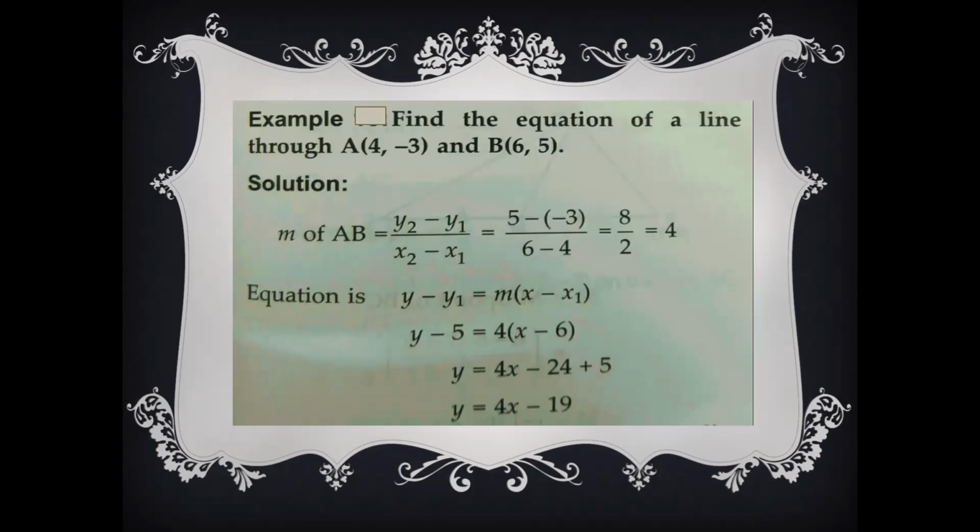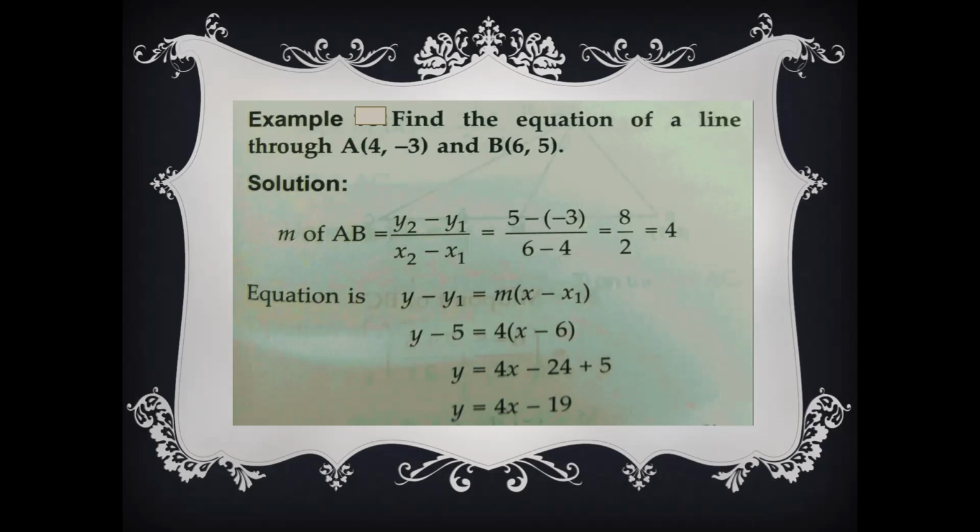So let us see one example of it. We need to find the equation of the line through A and B. Point A is (4, minus 3) and B is (6, 5). Using the same way, y2 minus y1 upon x2 minus x1, we get the slope of AB, which comes out to be 4. Then we substitute in the equation y minus y1 equal to m times x minus x1. Again, for the point x1 and y1, we can take any one.